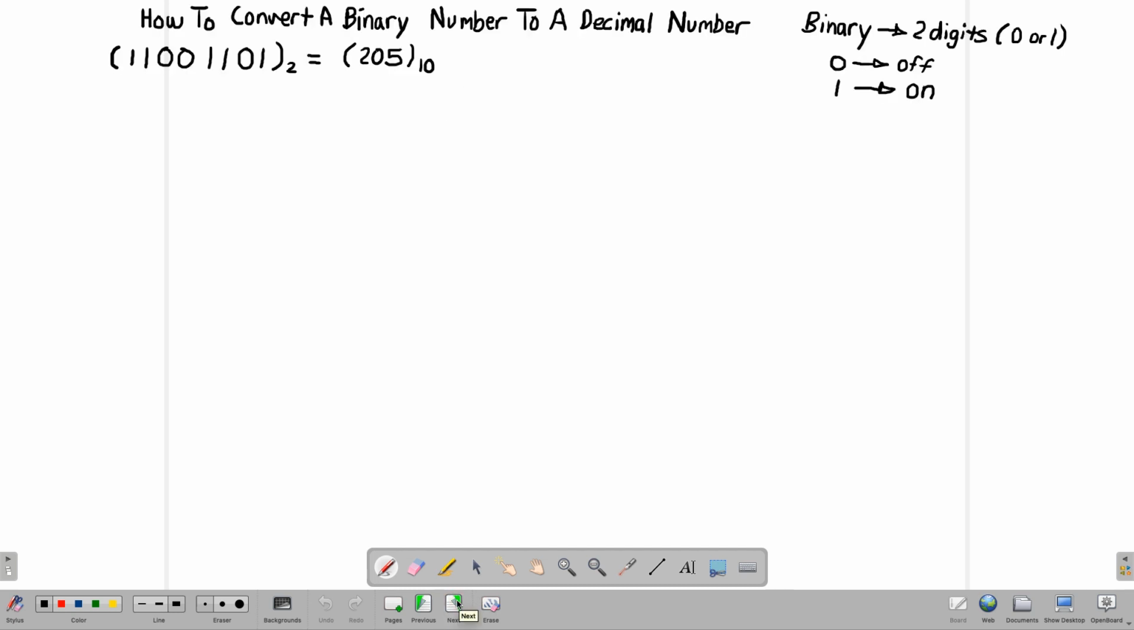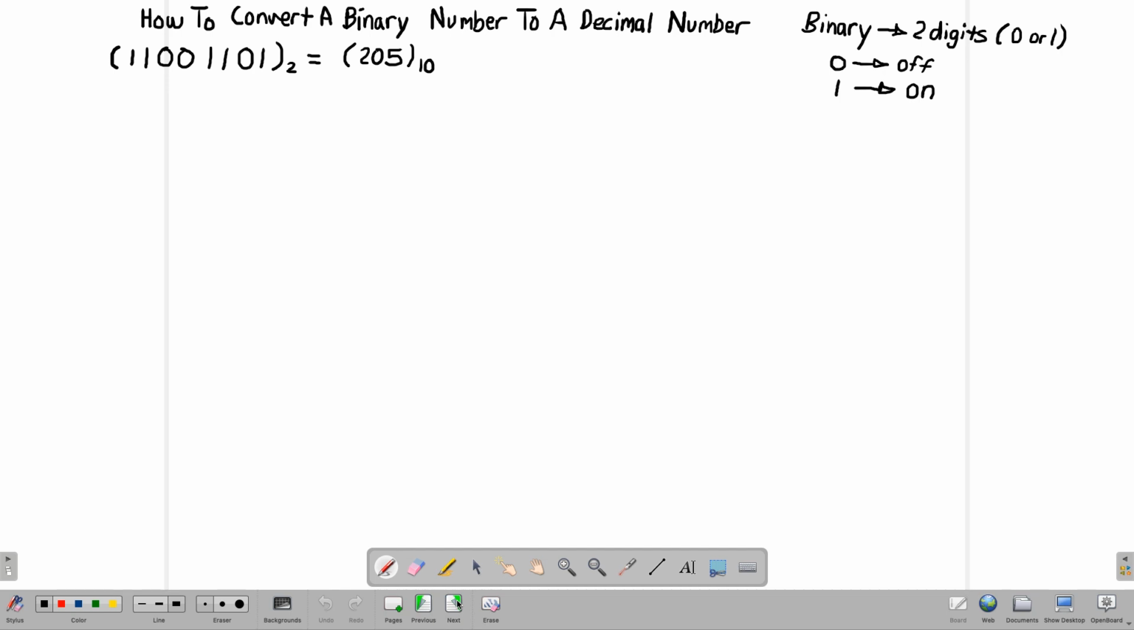Okay, we're going to try to convert a binary number to a decimal number. For this example, we have the value 11001101, and of course that's in the binary system, and we're going to say that it equals the value 205, which is in the decimal system.